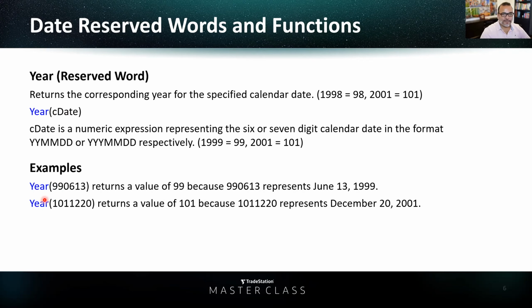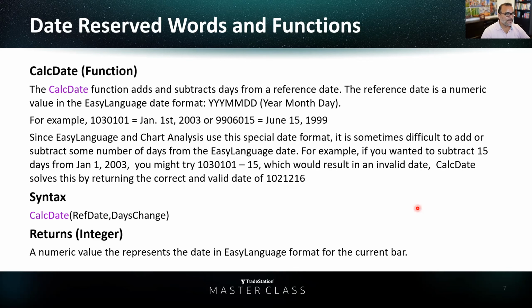And year, also in the same manner, if you put in the word year inside parentheses, you provide a date, it tells you what year it is. It'll return 99 if it's the year 1999, and it'll return 101 if it's the year 2001. Remember how the numbering system works in EasyLanguage.